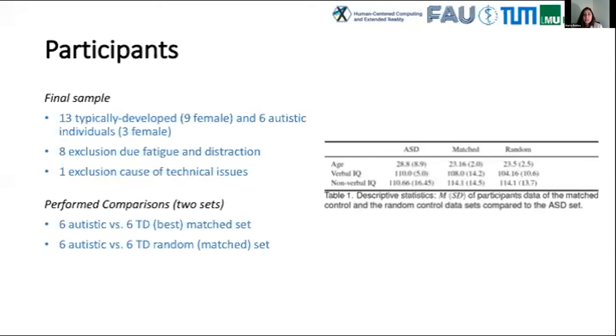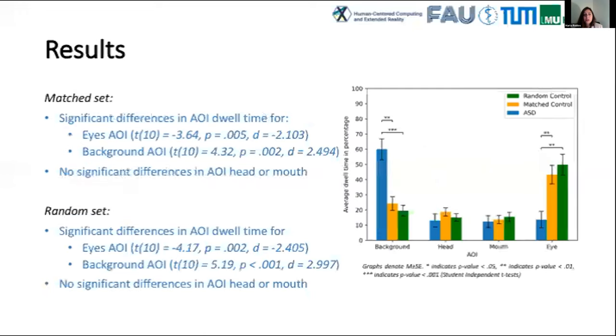In total, we collected data from 28 participants. For analysis, we chose an equal amount of data from the two groups, the autistic individuals group and the typically developed individuals group. We made two data sets. One data set was analyzed selecting the best matching participants from both groups, and the other data set was chosen at random. This allows for cross-checking the evaluation results. As you can see in the presented table, the participants were matched by gender, age, and intelligence quotient, both for the matched set and the random set. If you need more information, please check the article.